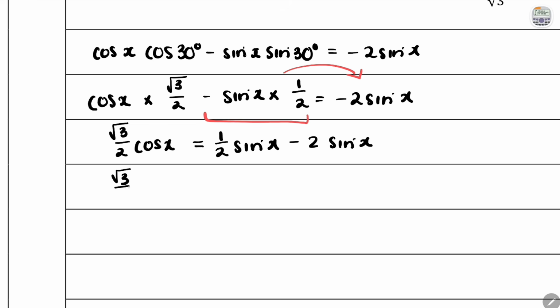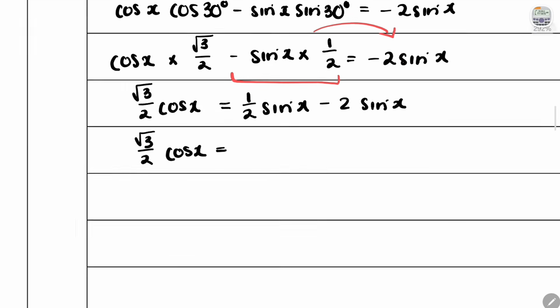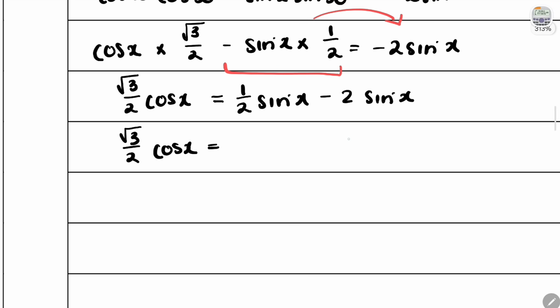Okay, so this is the square root of 3 over 2 cos x. We're getting closer to making it become tan x. So these are like terms. So what is a half minus 2? That's going to be negative 3 over 2. Okay, you could also just say minus 4 over 2. So negative 3 over 2, and we have sin x.